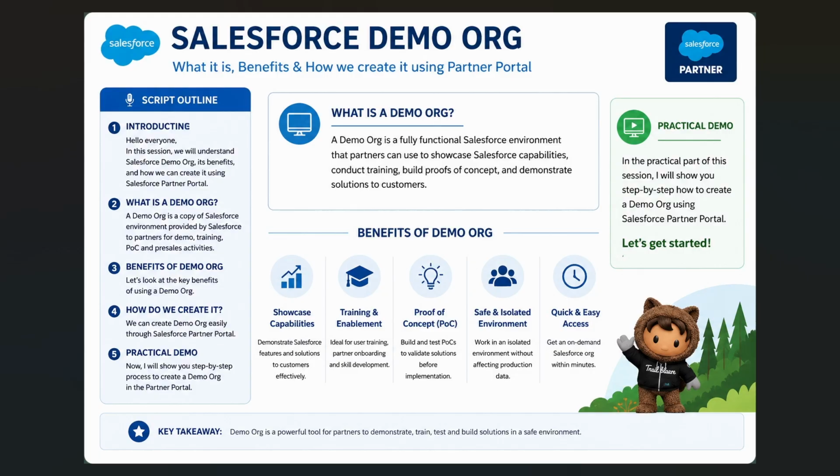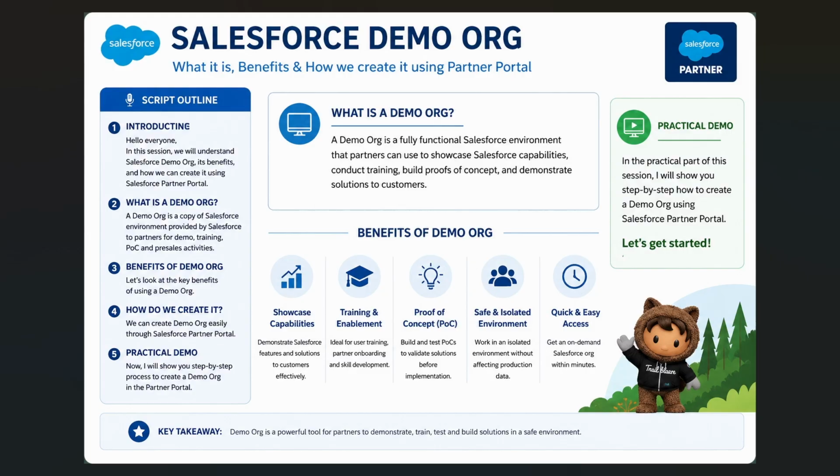A demo org often comes with pre-configured data, sample records, and business scenarios that make demonstrations much more realistic and engaging. So the question is, why do we need a demo org? When you are giving a demo to a client, appearance matters. If your org contains random test records like test account 1, dummy contact 2, ABC opportunity, it doesn't create a professional impression. Clients want to see realistic business scenarios.